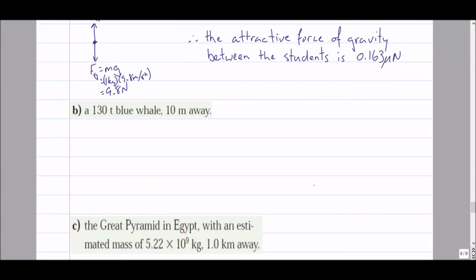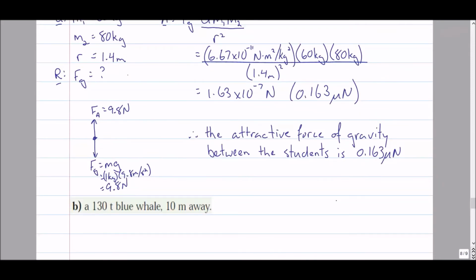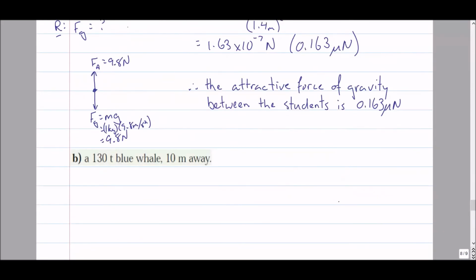I'll look at this new situation. We've still got the same student who is 60 kilograms, so our first mass is 60 kilograms. Now we've got this student near a blue whale. A blue whale is 130 metric tons. A metric ton is just 1,000 kilograms. So this would be 130,000 kilograms.